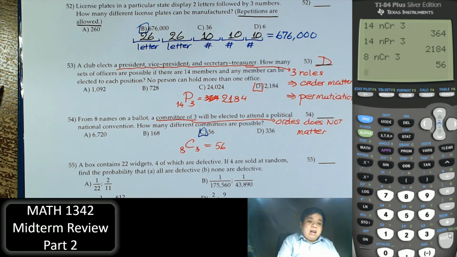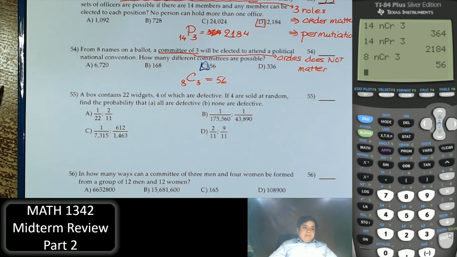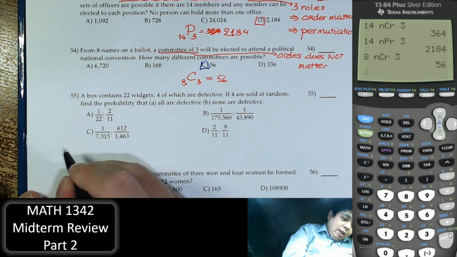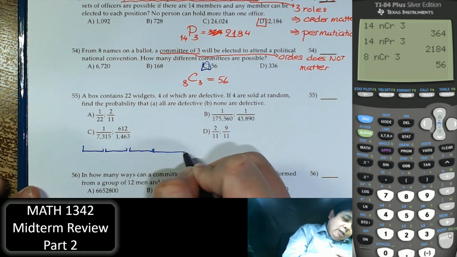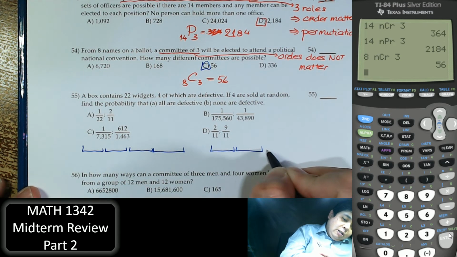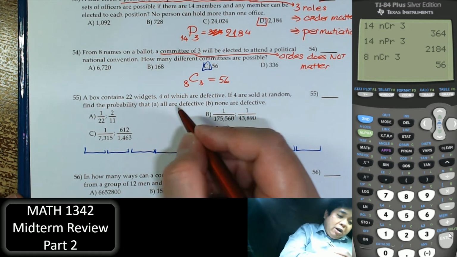4 of them are defective. Of course, if 4 of them are defective, the other 18 are not defective. If we select 4 at random, find the probability that all are defective and none are defective. Oh, this is interesting. So there are 4 widgets. Now, find the probability that all of them are defective.